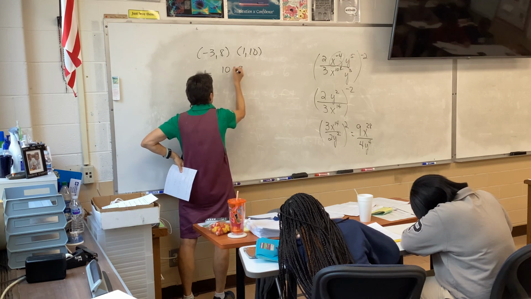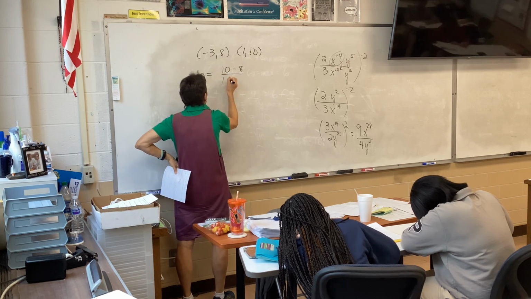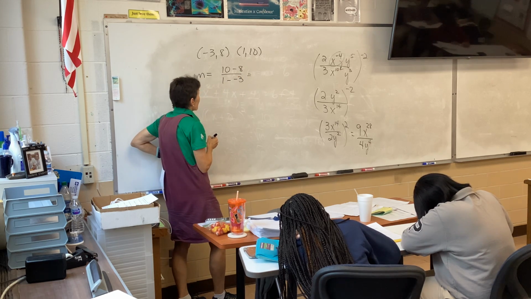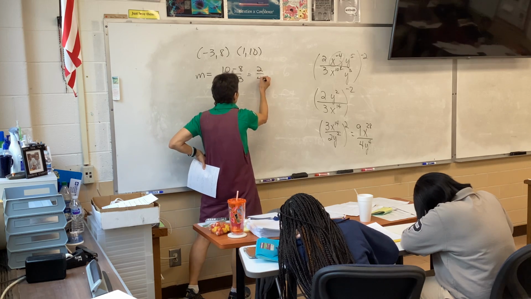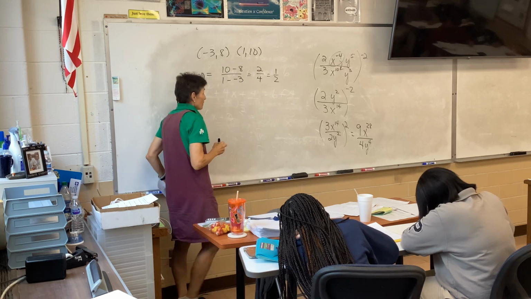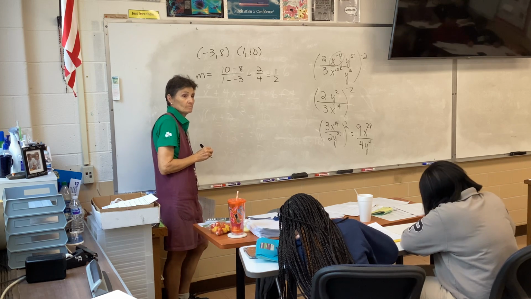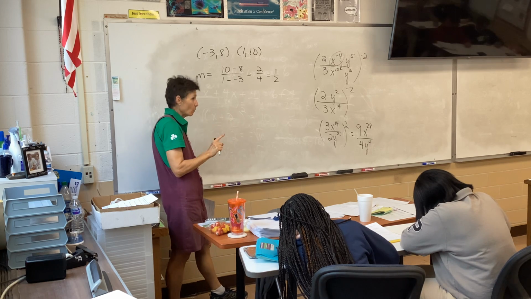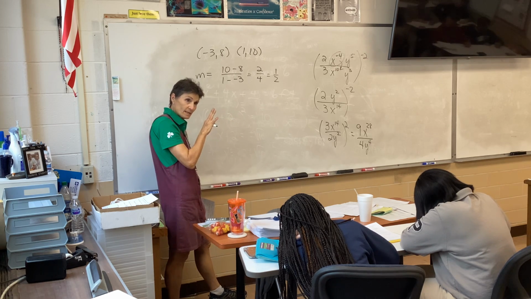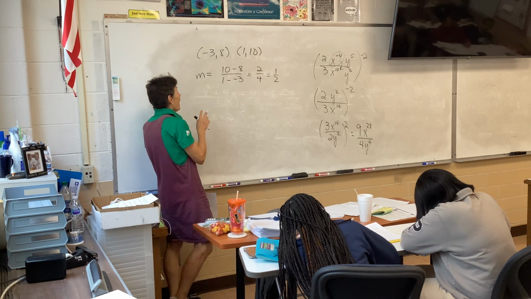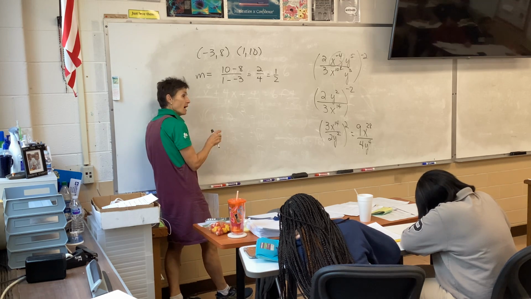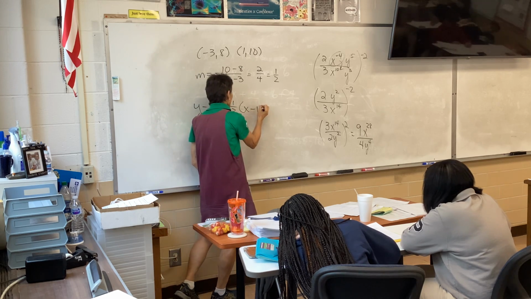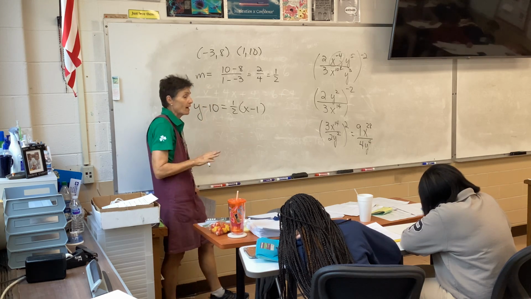10 minus 8 over 1 minus negative 3. Two over 4, 1/2. Everybody good? Now, we need to write the equation of a line. The answer is not 1/2. We need to put that 1/2 into the equation of a line. I'm a point sloper. I'm gonna point slope every time. You don't have to, but y minus 10 equals 1/2 x minus 1. That's how I'm gonna do the problem every time.